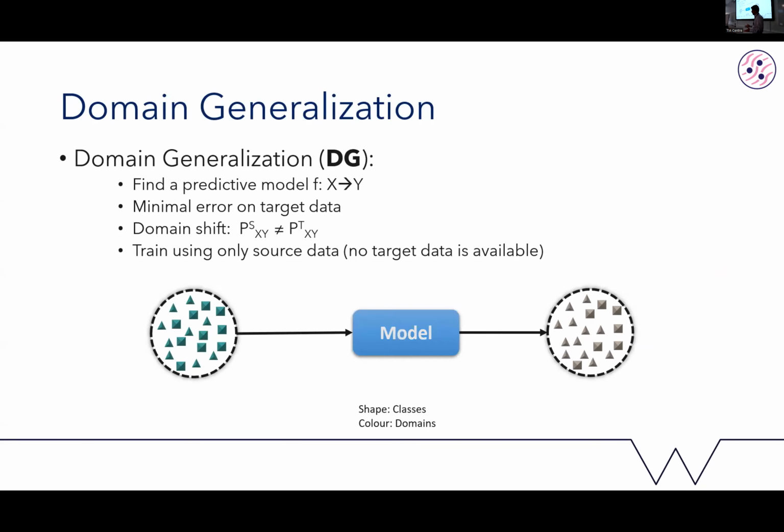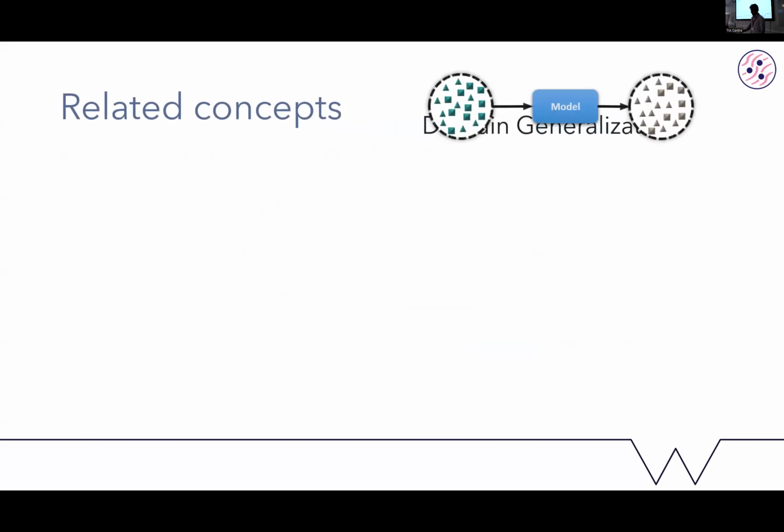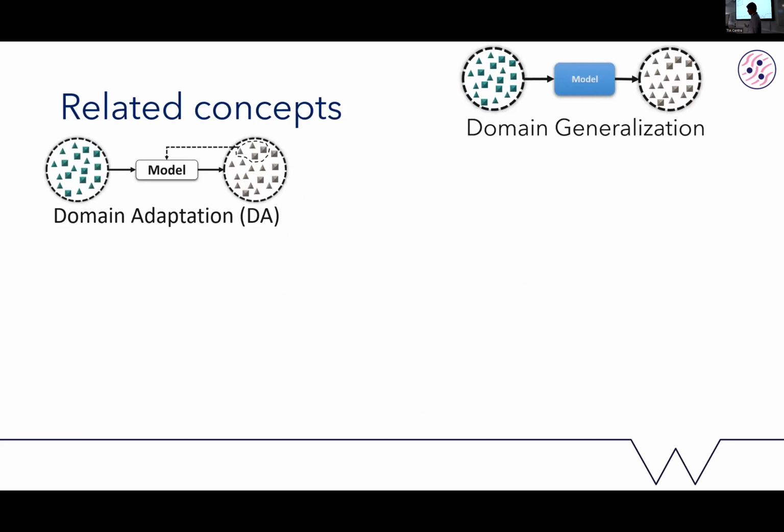So domain generalization wants to solve these problems. We want to include some domain generalization methods to improve our models to be robust against domain shift. So the goal is to find a predictive model from data space to label space that has almost the same performance accuracy on the target domain, but has only seen the source domain data, and there is a shift between source and target domain. But before I jump into a review of domain generalization methods, I need to clarify domain generalization's differences with the related concepts.